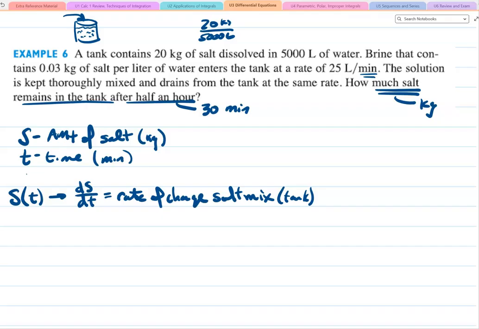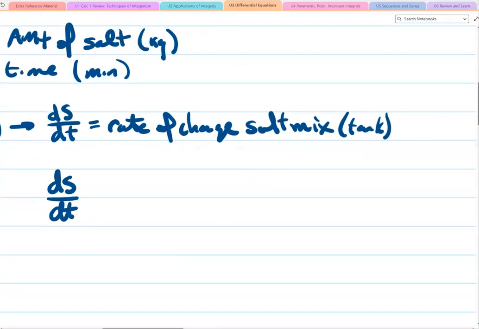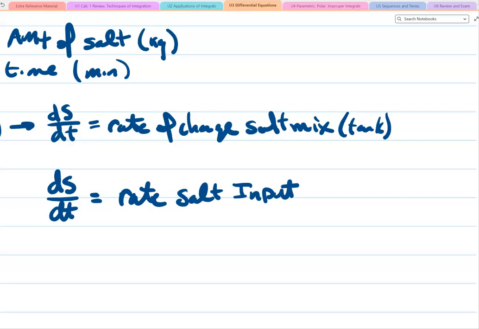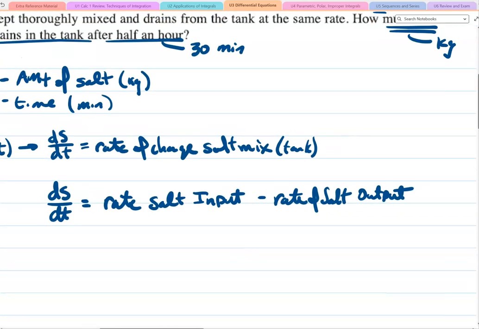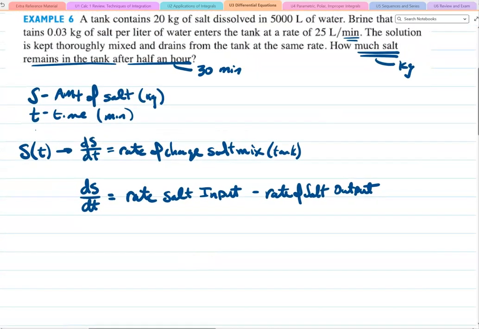Okay. Now, I also want to point out before we start to do any additional math that this dS/dt, the rate of change of the salt mixture within the tank, will be equal to the rate of the salt as it's being poured in, or rate of salt input, we'll say, minus the rate of the salt output. So at what rate is the salt mixture coming in, and at what rate is the salt mixture going back out? And this is the hard part to recognize.